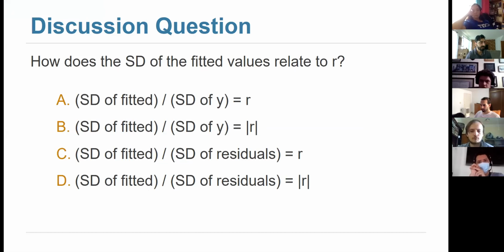you answer this question. So which one is correct? A, B, C, D?